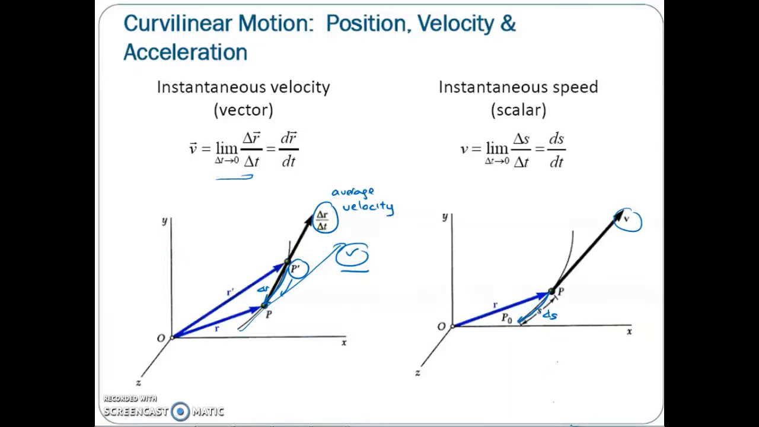So if one wants to determine the speed of the particle at position P, we can determine this speed, what we call here the instantaneous speed, which is a scalar, as the limit when delta t approaches zero of delta s over delta t. So in this case, it equals ds over dt.